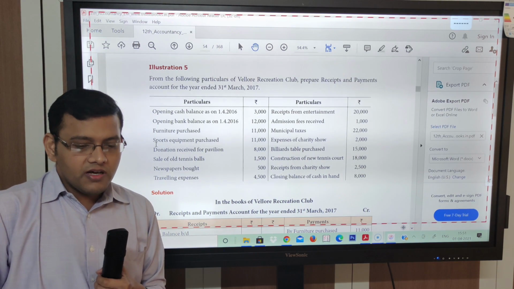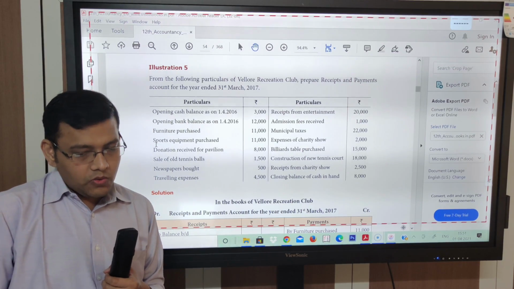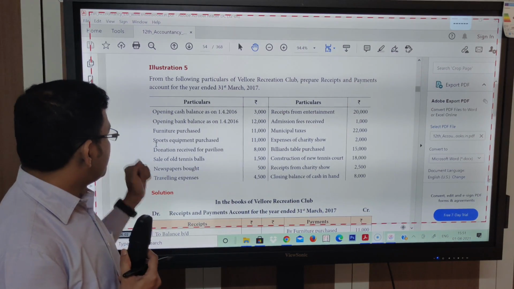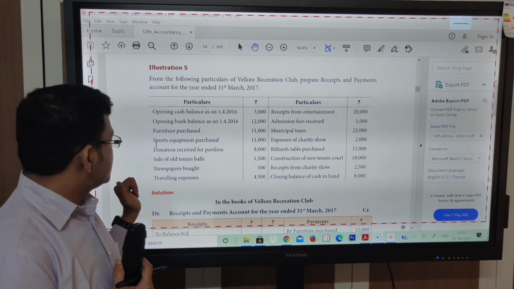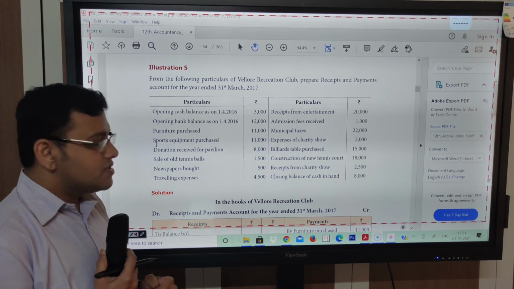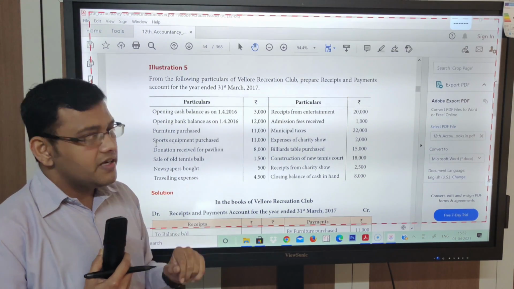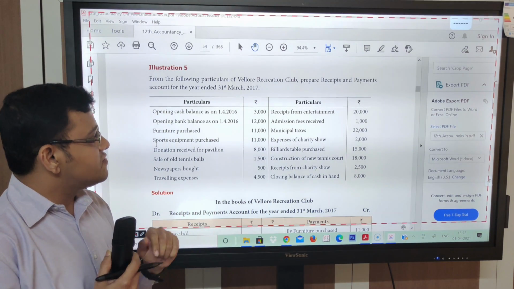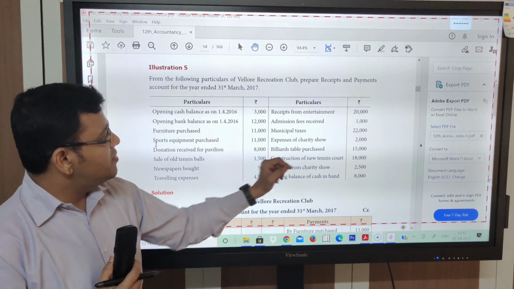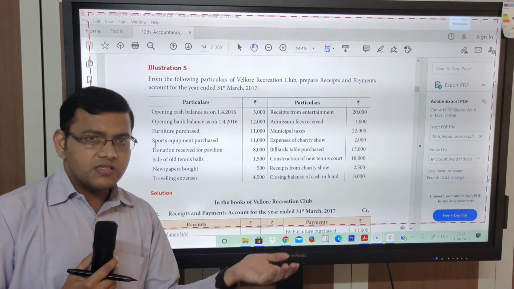Next, Velur Recreational Club. We are required to prepare the receipts and payment account. So they have given the opening cash balances, furnitures purchased, sports material, donations received, sale of old tennis balls, newspapers bought, travel expenses, receipts from the entertainment, admission fee, municipal taxes, expenses of charity show, billiards table purchase, construction of new tennis court. Now this construction of new tennis court is what?